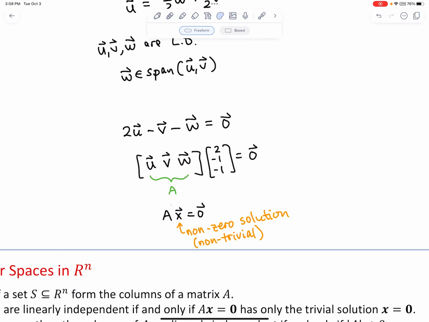We will make a matrix out of those vectors, multiply it by some unknown vector, set it equal to the 0 vector, and then solve for that unknown vector. And if the only solution is the 0 vector, that will suggest that the vectors that form the columns of A are linearly independent. But if we can find a non-trivial solution to this equation, then that will suggest that the columns of A form a set of vectors that are linearly dependent.